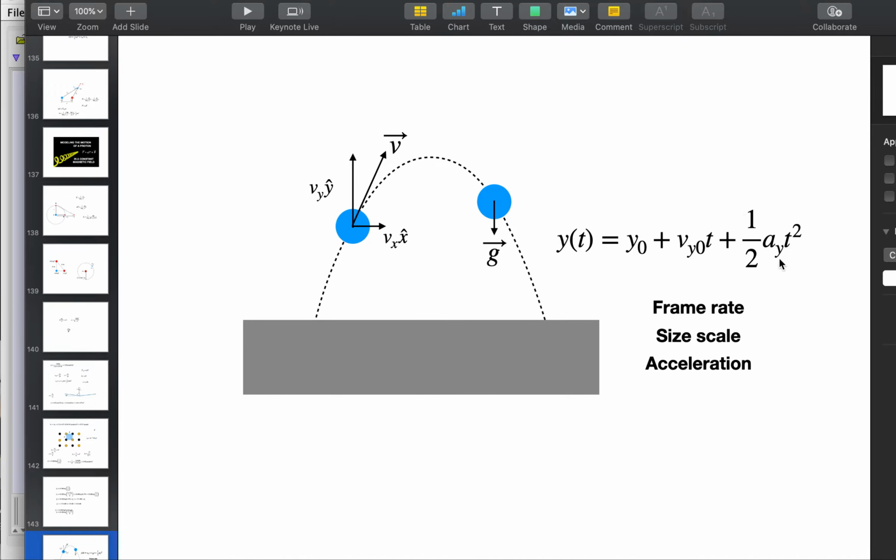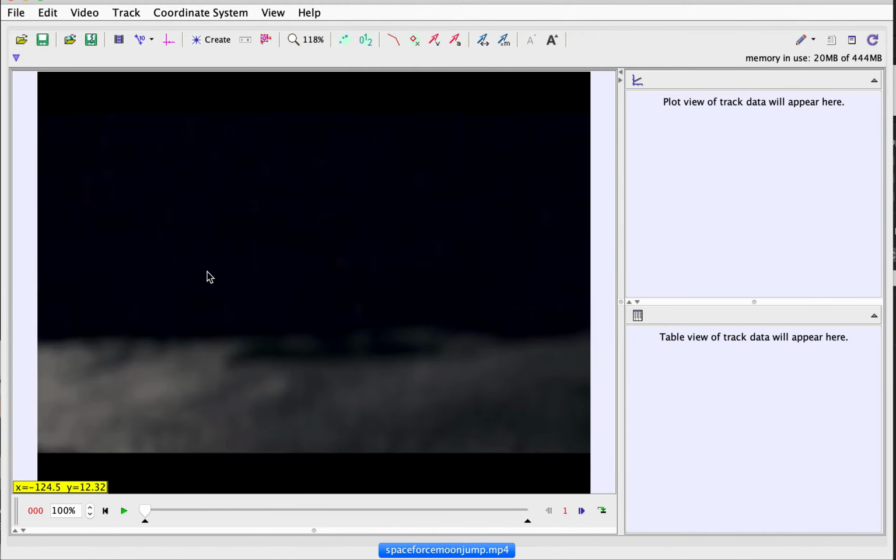The term in the coefficient in front of t squared is 1/2 the acceleration. So if I multiply that by 2, I would get the vertical acceleration. Let's get to it. So I've already loaded up the video in my favorite video analysis program.